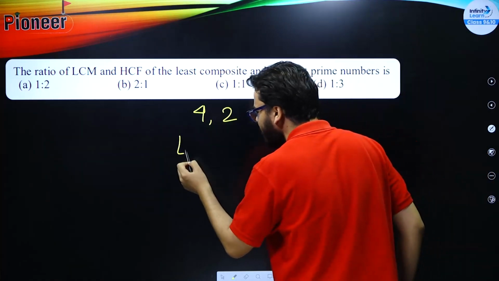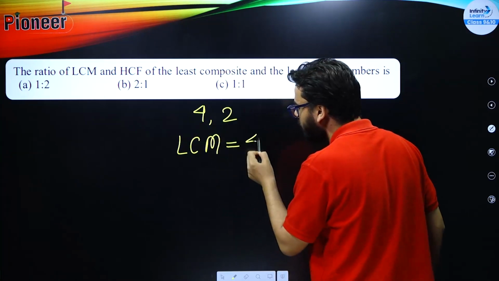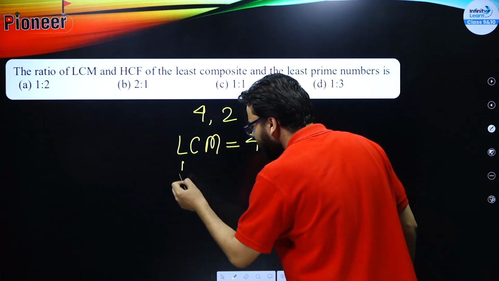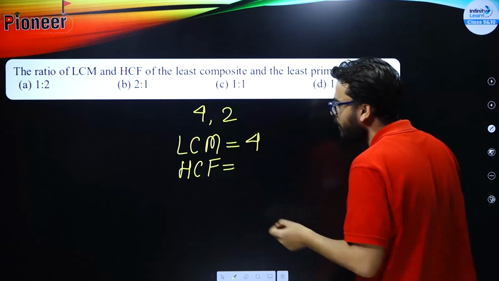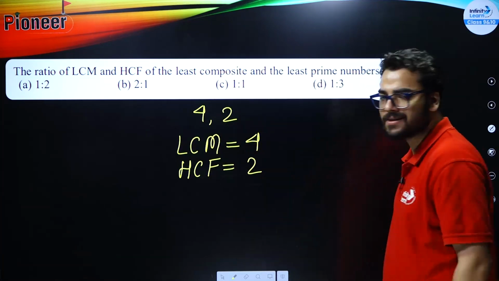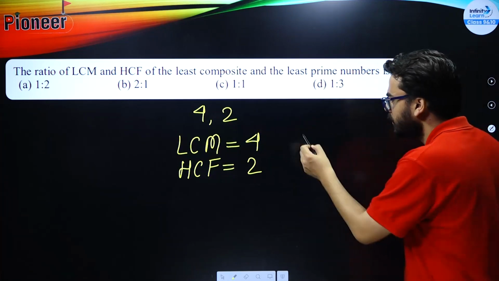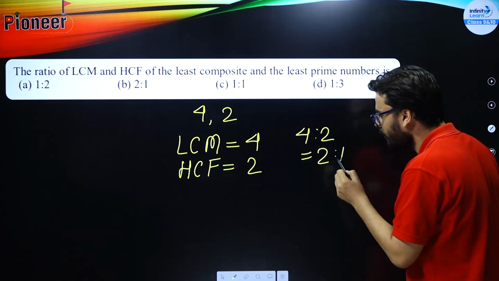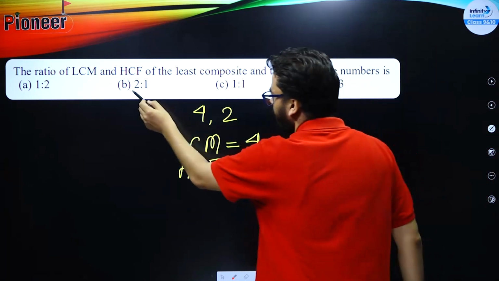So what is the LCM of these two numbers? You can directly think 2 2s are 4, so their LCM is 4 only. And what is the HCF of them? That is the highest common factor. So the HCF of 2 and 4 will be 2 only. I hope that is clear. So I have to find the ratio of LCM and HCF over here. So that will be 4:2, or you can say 2:1. I hope this thing is clear. It is 2:1 over here.